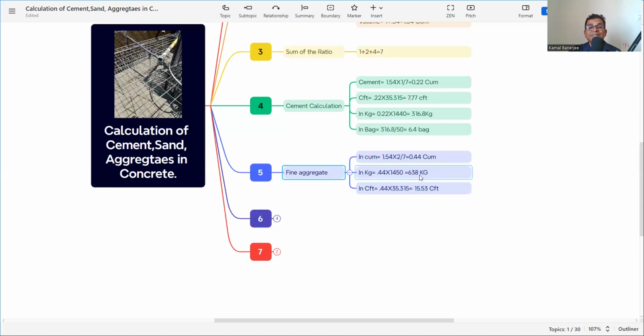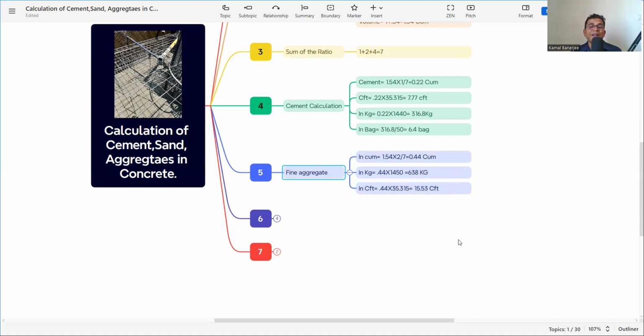Now we need to calculate in CFT. In CFT, it's 0.44 into 35.315. It is the conversion factor. All of you know that from cubic meter to CFT, we need to multiply with 35.315. So it becomes 15.53 CFT.